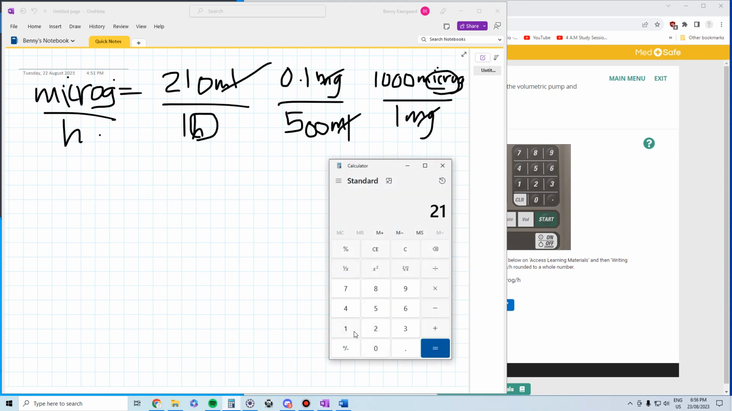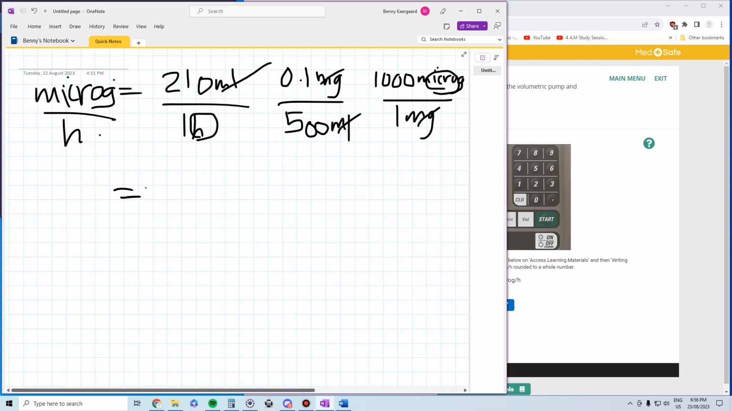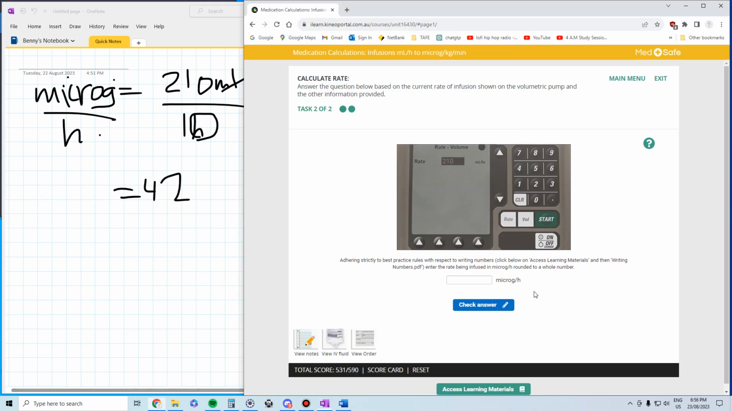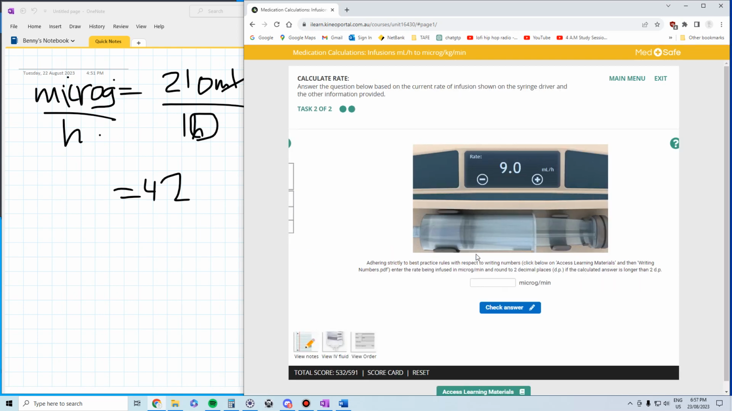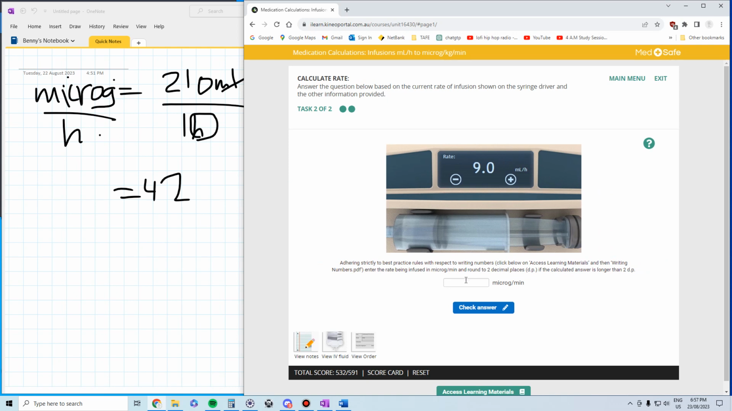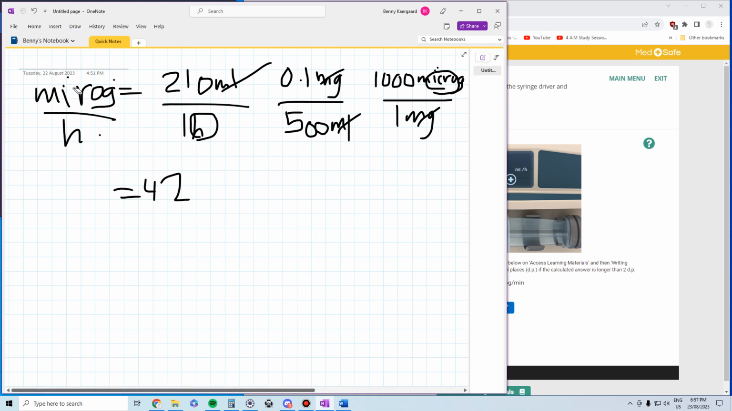Okay, now let's do our calculations. We go 210 times 0.1 times 1000 divided by 500. 42 micrograms per hour. Here we go. This one's asking for micrograms per minute. Okay, do that real quick.